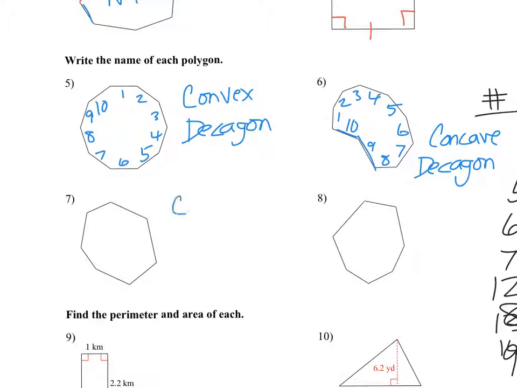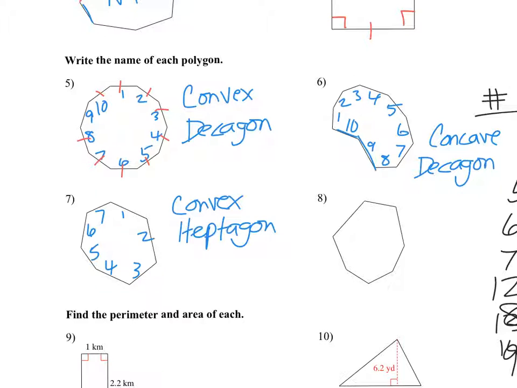Number 7 is also convex. It's all pressed out. 1, 2, 3, 4, 5, 6, 7. 7, again, I'm going to call it a heptagon. Again, it could be called a septagon. One other thing to note, in number 5, technically they want you to say this is a regular polygon because all those sides look equal.